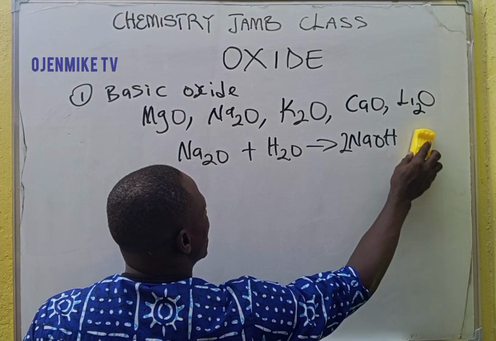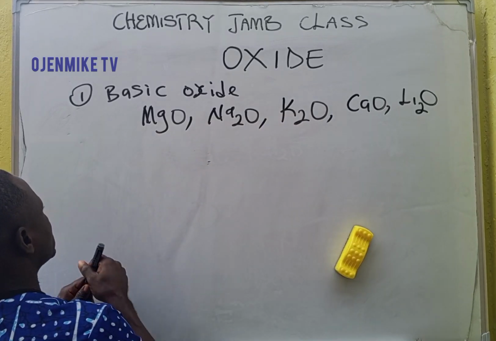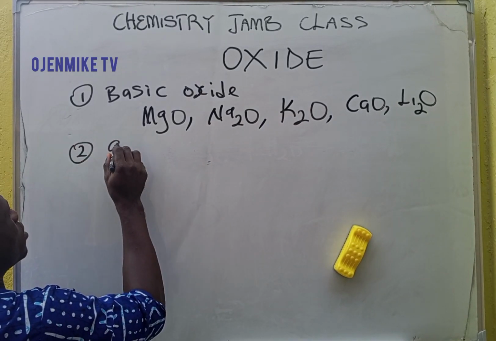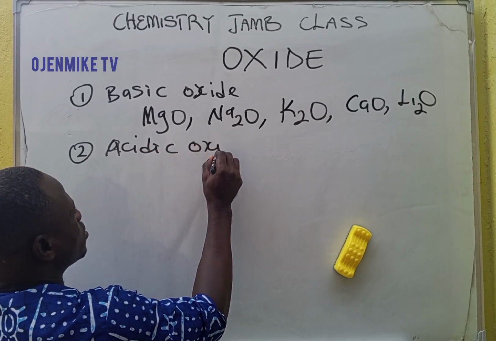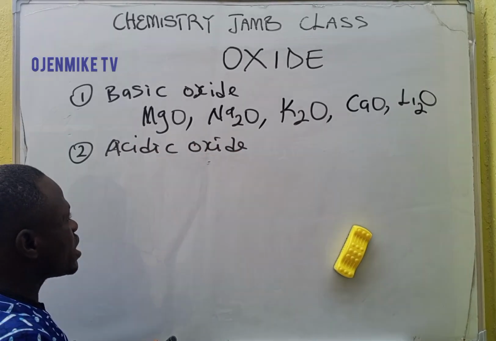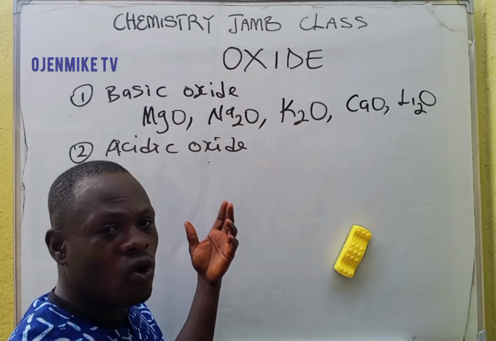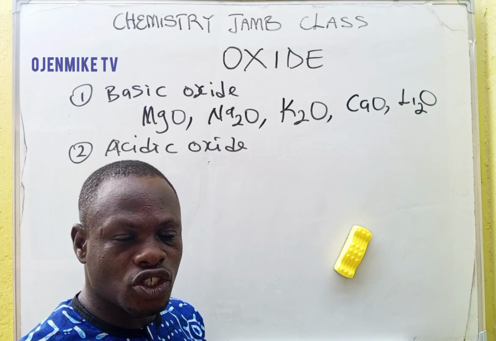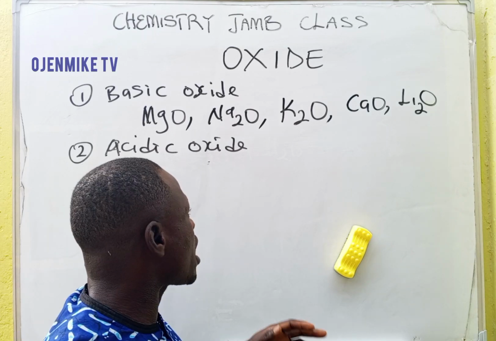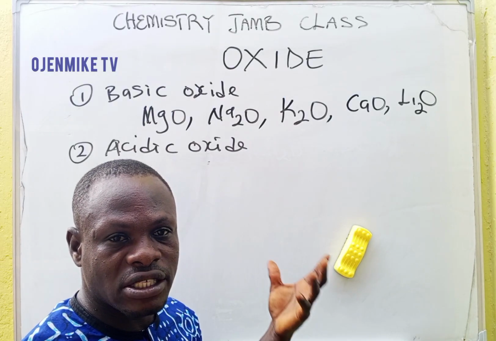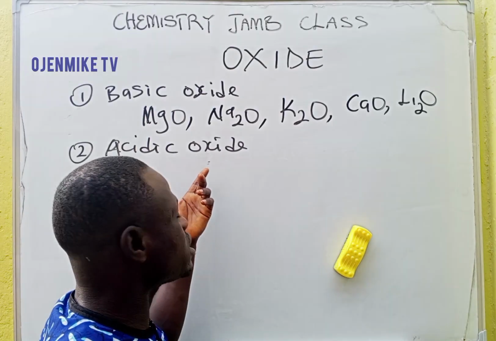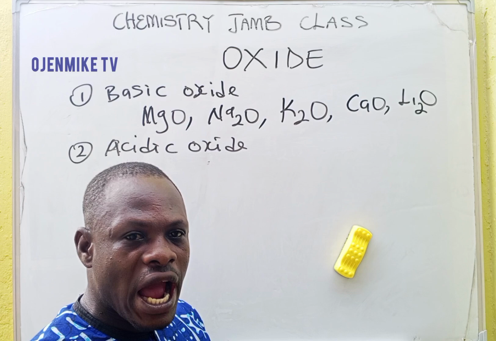The next one is acidic oxide. Acidic oxide is formed when a non-metal reacts with oxygen, they form what we call acidic oxide. Non-metal reacting with oxygen, they form what we call acidic oxide.